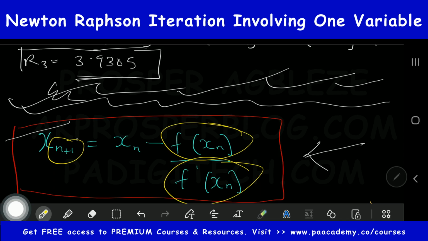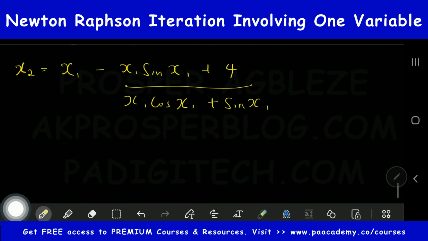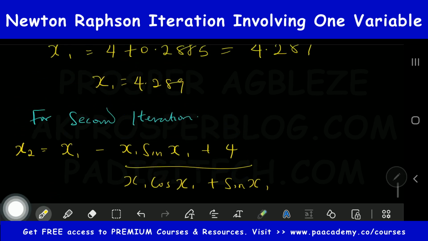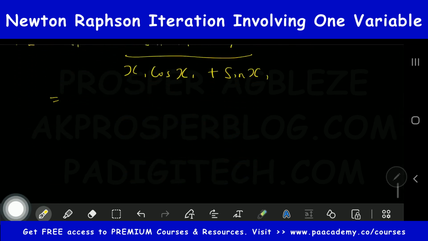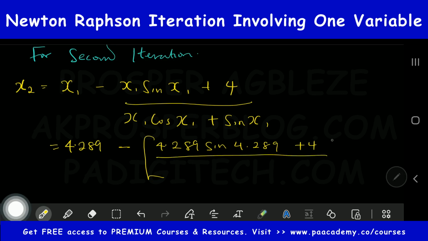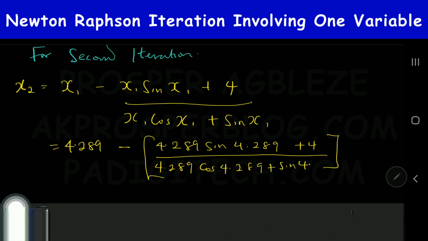Okay, and then the next one, let's just continue. In doing this, we can see that we have a value for our x1, which is 4.289. So x2 will be 4.289 minus, let's put this in square brackets, 4.289 sine 4.289 plus 4, over 4.289 cos 4.289 plus sine 4.289.